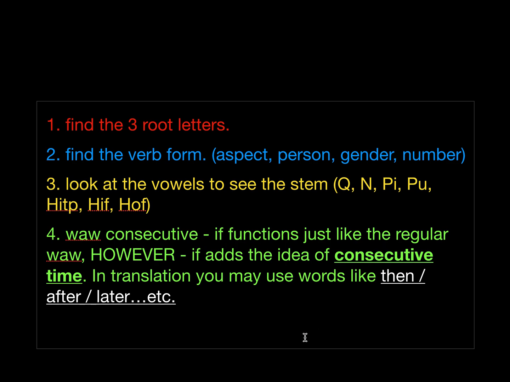What does it do to translation? In translation, you may use words like then or after that or later. You can also use and, and just know and understand from context that these actions are taking place one after the other. But sometimes you don't have to keep translating every vav consecutive as and, but you can say later, you can say after that, or then.